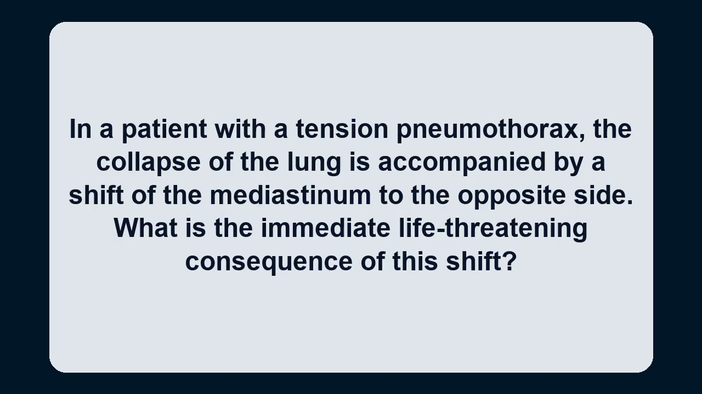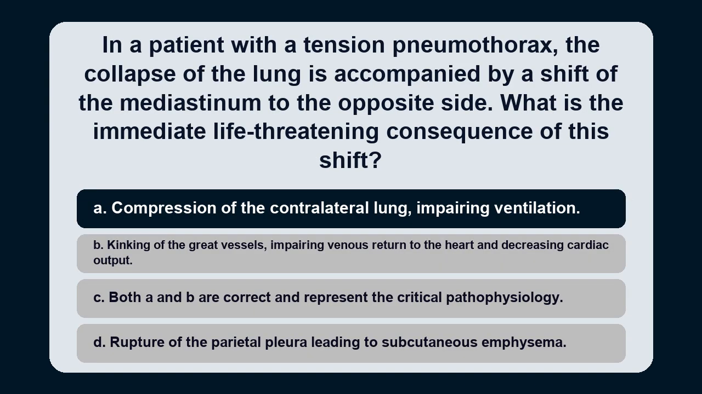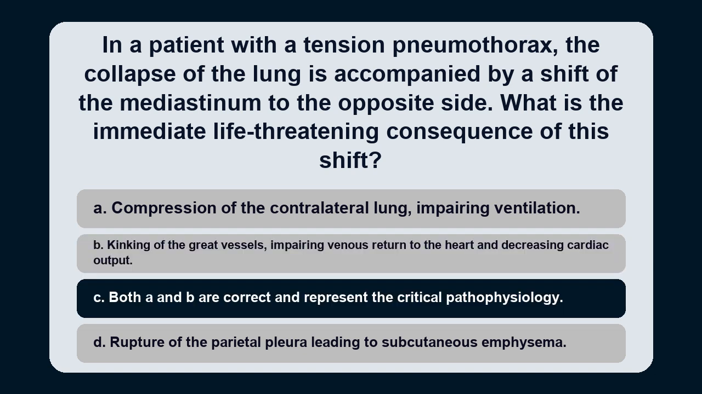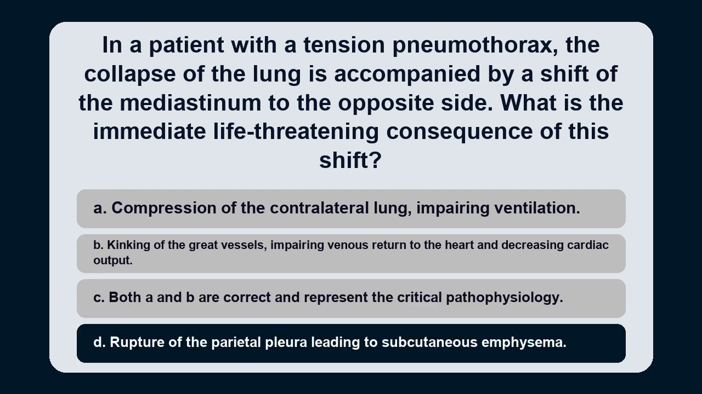Question 6. In a patient with a tension pneumothorax, the collapse of the lung is accompanied by a shift of the mediastinum to the opposite side. What is the immediate life-threatening consequence of this shift? Option A, compression of the contralateral lung, impairing ventilation. Option B, kinking of the great vessels, impairing venous return to the heart and decreasing cardiac output. Option C, both A and B are correct and represent the critical pathophysiology. Option D, rupture of the parietal pleura, leading to subcutaneous emphysema.